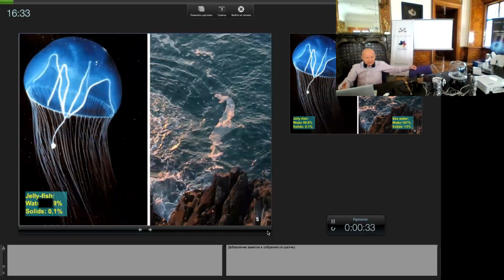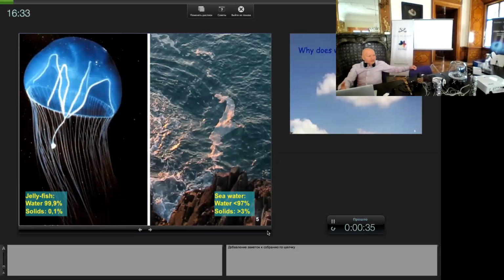You know this animal? But do you know that this animal is 99.9% water? So it's just living water. You know that in seawater, we have the same mineral content as in our blood. Or vice versa, in our blood, we have the same mineral content as in ocean water.